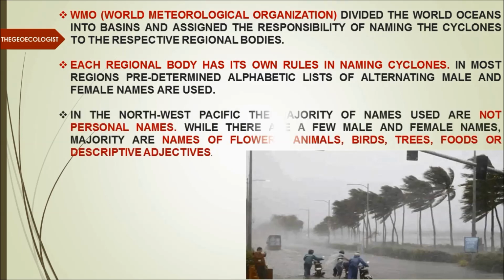In the Northwest Pacific, the majority of names used are not personal names. Remember, while there are a few male and female names, the majority are names of flowers, animals, birds, trees, food or descriptive adjectives. So that is what is happening in the Northwest Pacific.